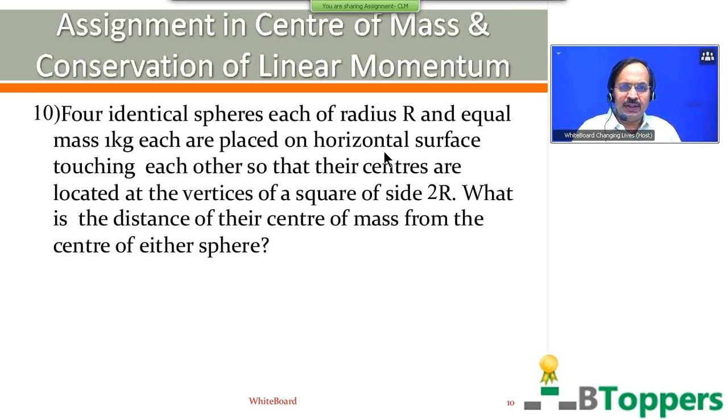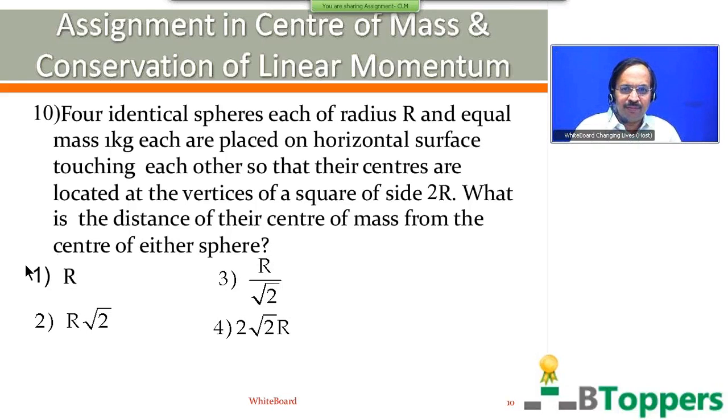4 identical spheres, each of radius r and equal mass 1 kg each, are placed on a horizontal surface, touching each other so that their centers are located at the corners of a square of side 2r. What is the distance of their center of mass from the center of either sphere? Come on, try the question.